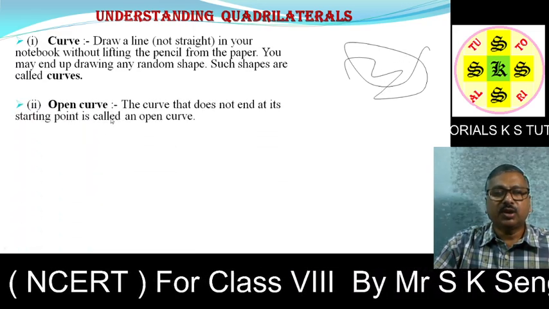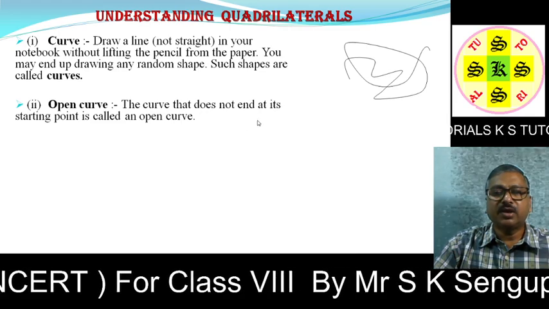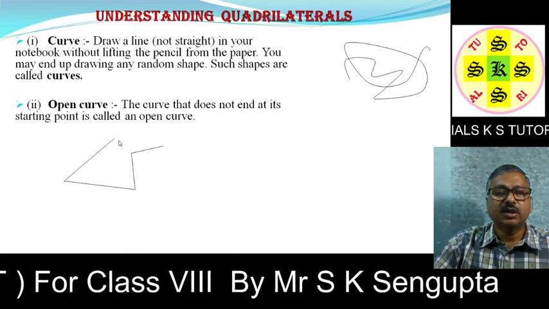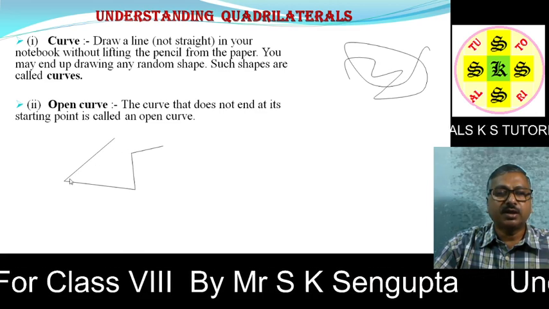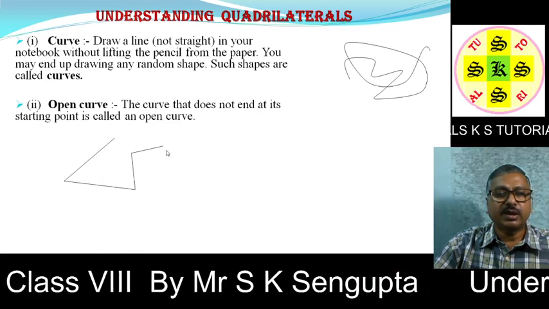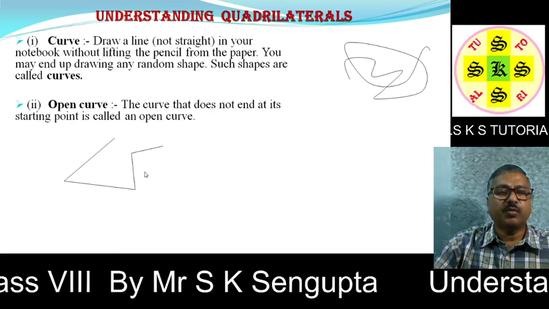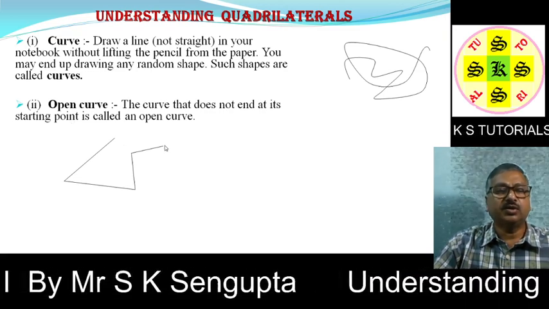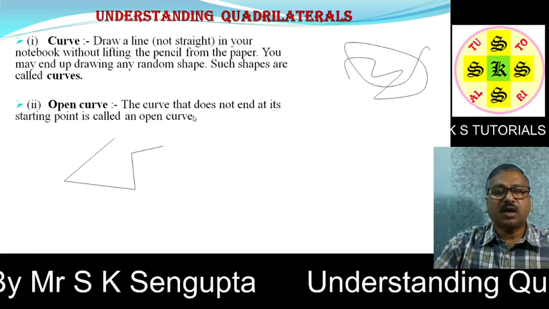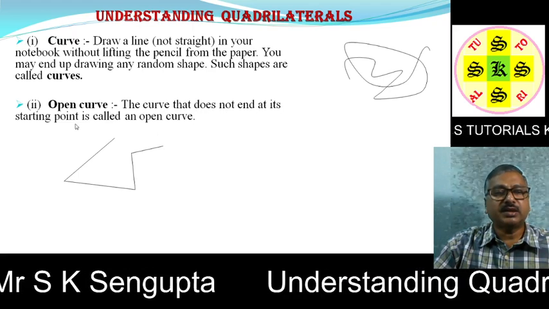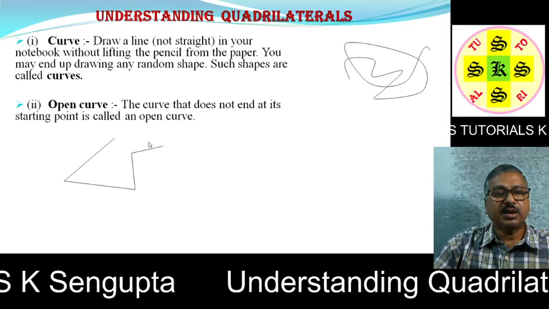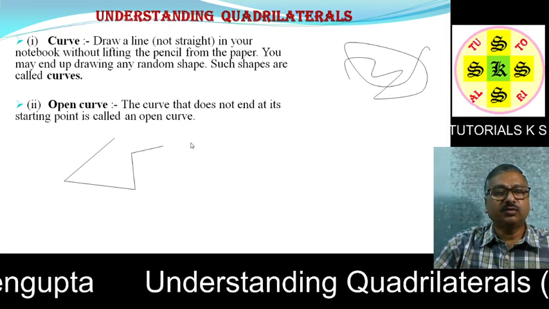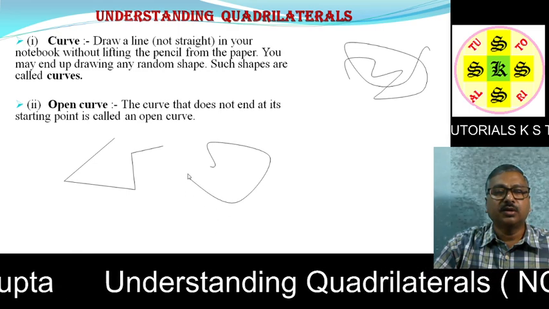Now open curve. What is open curve? The curve that does not end at its starting point is called an open curve. Now see this. If we consider this is starting point, this is ending point, so this is an open curve. Starting point and ending point are different. So the definition is the curve that does not end at its starting point.